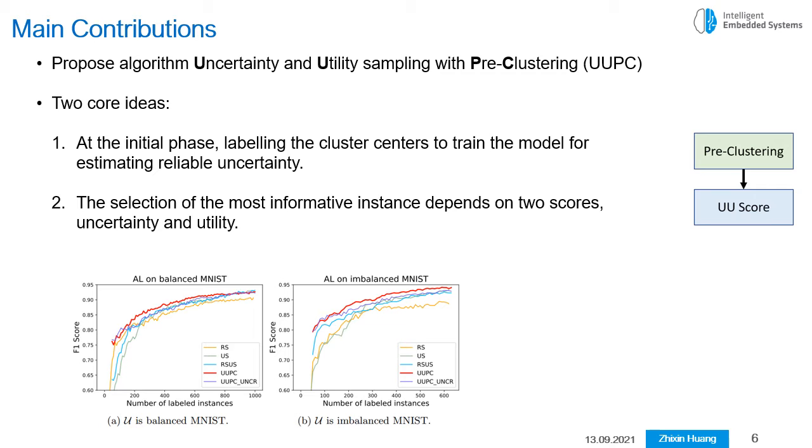Second one, the selection of the most informative instance depends on two strategies: uncertainty and utility. The uncertainty evaluates the probability of the Bayesian neural network for an instance. The utility filters out the instances which are similar to the already labeled instances. Since uncertainty sampling lacks exploration in the data space, the utility metric helps the model discover some more valuable instances but far away from the current decision boundary. Compared to the baselines, our algorithm can achieve a higher classification accuracy and fewer annotations.